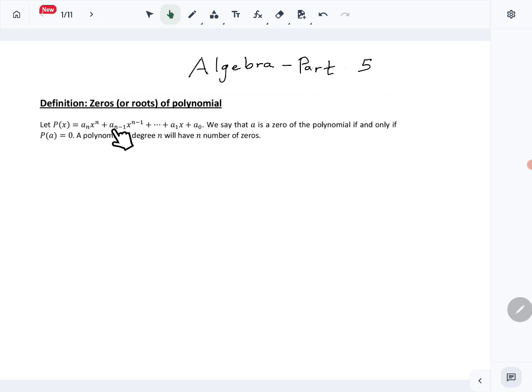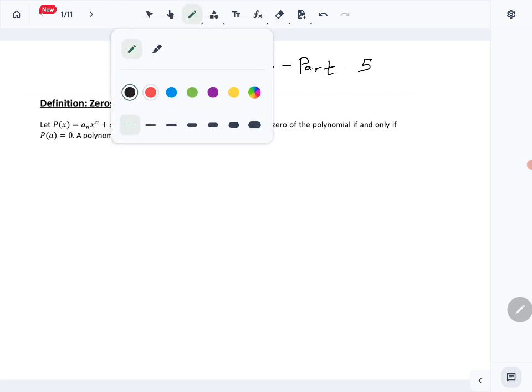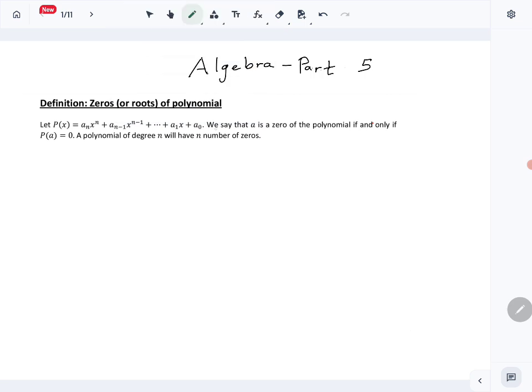So let's start with the standard polynomial of degree n. Then we say that a is a zero of the polynomial if and only if this happens. What should happen? When you substitute x equals a into the polynomial, the value has to be equal to 0. So any x value where the polynomial has a 0 value is called a zero of the polynomial or a root of the polynomial, right?